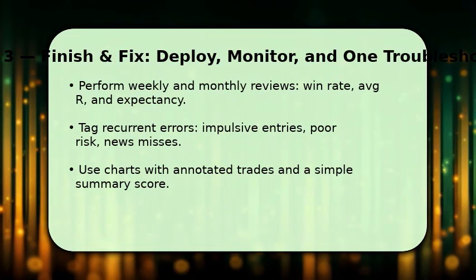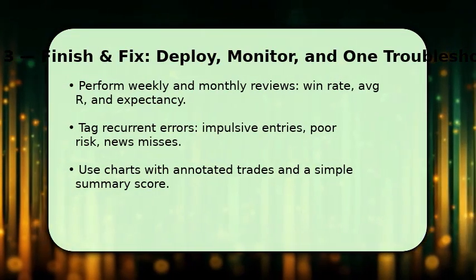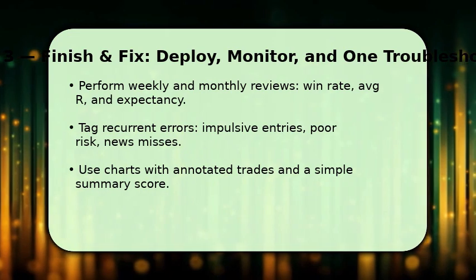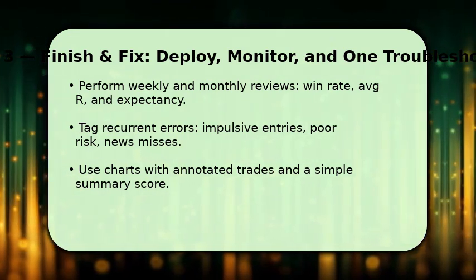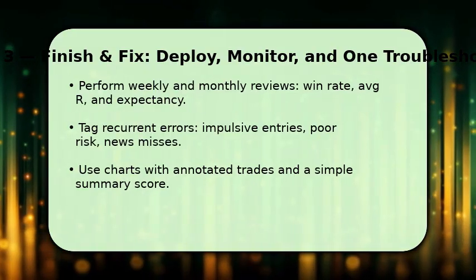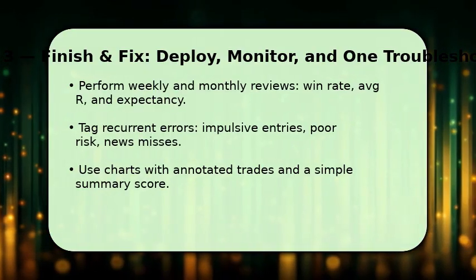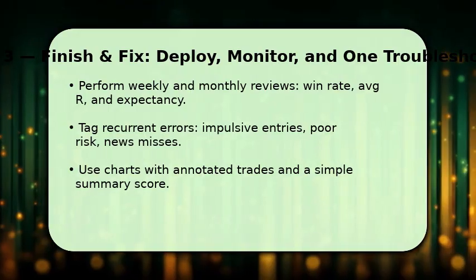You finish by reviewing trades on a set cadence, weekly then monthly, to turn data into improvement. Calculate win rate, average R, and expectancy, then compare strategy groups. Annotate charts with entry, exit, and reasoning. This visual audit reveals recurring mistakes.